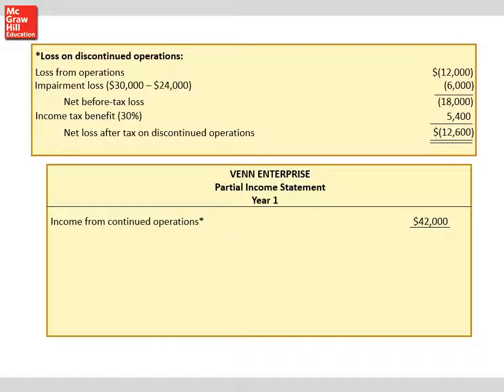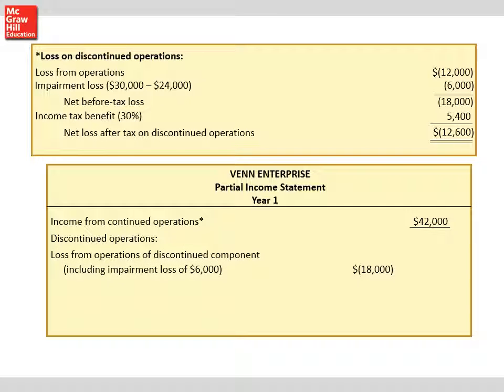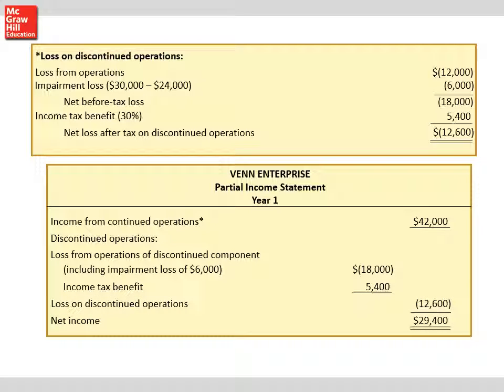So income from continuing operations was the $42,000. Report the discontinued operations loss to get overall net income of $29,400. So if you have a division up for sale and its fair value is less than the current cost on your books, the difference is reported as a loss now.